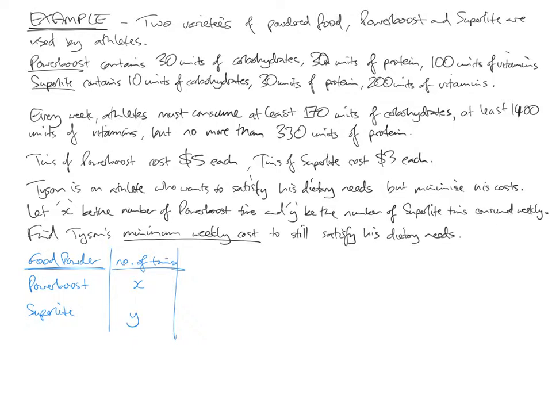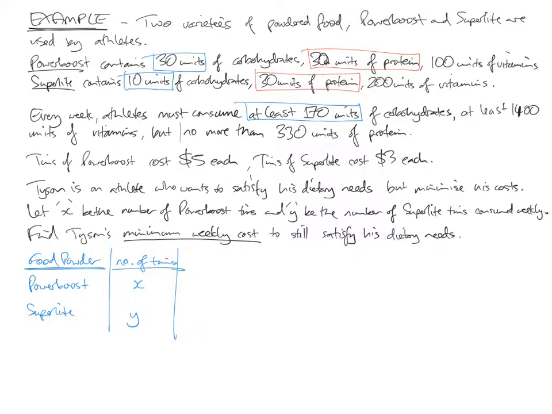Alright, so now we can look at the constraints that we've been provided. Power Boost has 30 units of carbs, Superlight has 10 units of carbs, and every week athletes have to have at least 170 units of carbs. Power Boost has 30 units of protein. Superlight also has 30 units of protein.